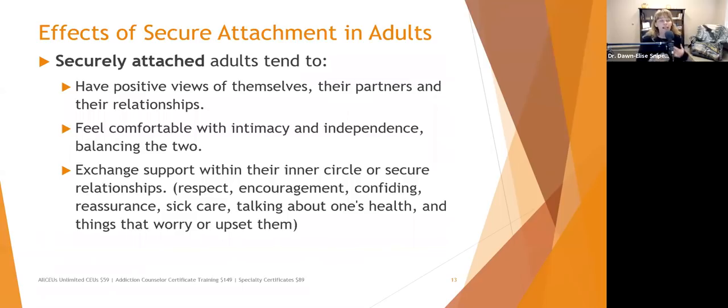This includes providing one another respect, encouragement, somebody to confide in, somewhere to get reassurance, sick care, the ability to talk about one's health or things that worry or upset them. Think about the things that you talk about with your primary best friend, whomever that is, if it's your partner or your best friend forever, whoever. What types of things do you talk about with that person, and what types of things does that person provide for you? My guess is several of them are listed here.